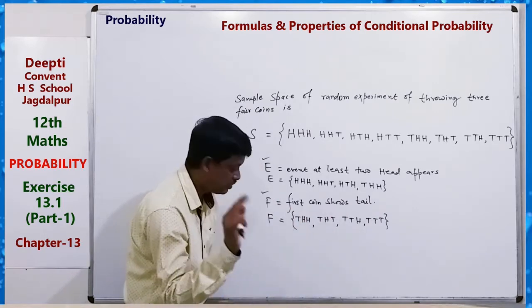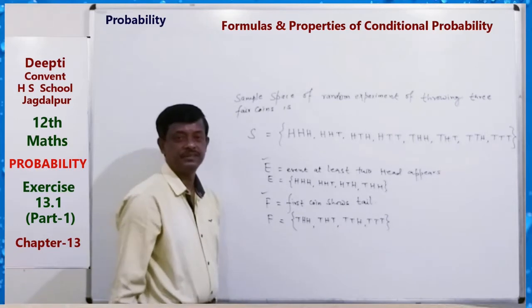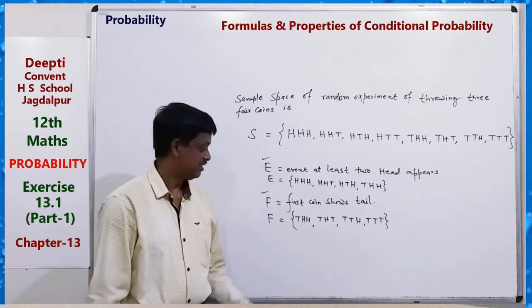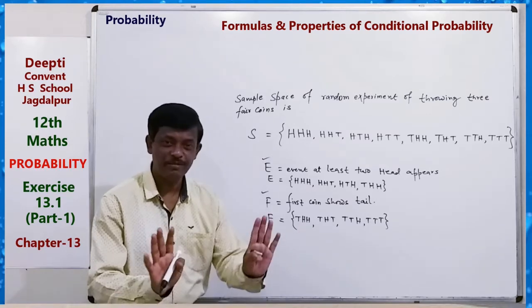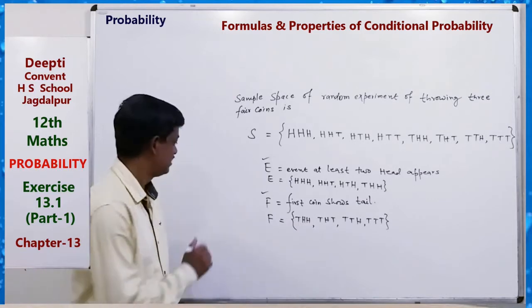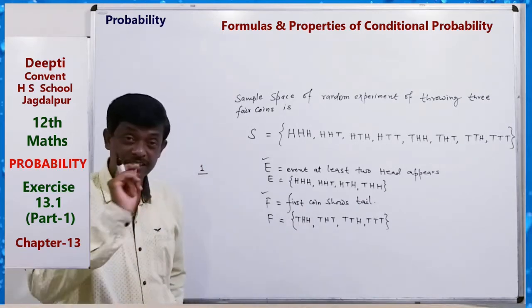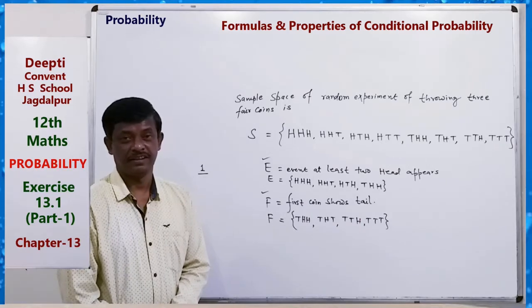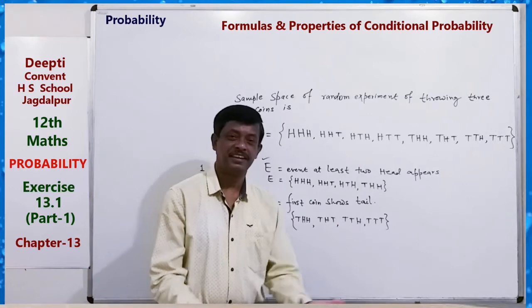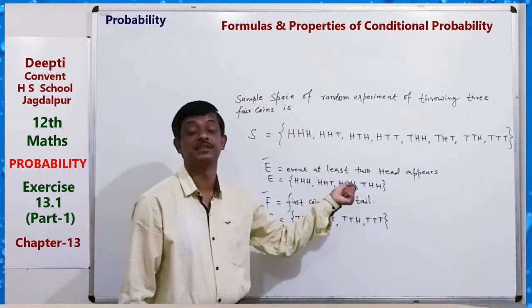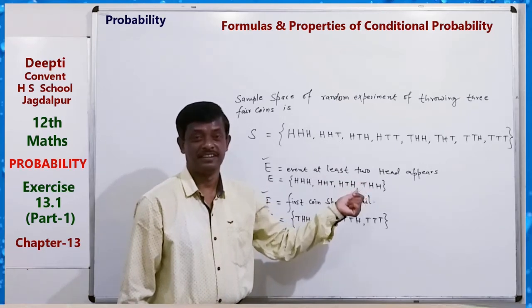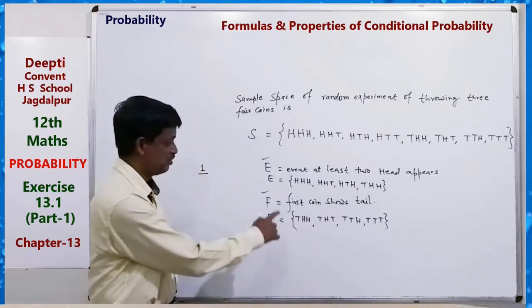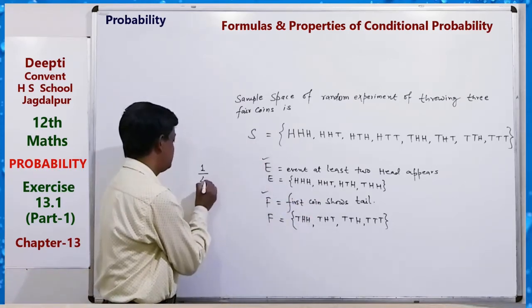Here, at least two heads means two heads only in a single position. Clear? So our favorable case will be what? Only 1. We get this favorable case 1. In this case, our thinking goes only to this set. This can be treated as a sample space for finding conditional probability. That is, the total number of cases will be 4. So the probability will be 1 upon 4. This will be the conditional probability.